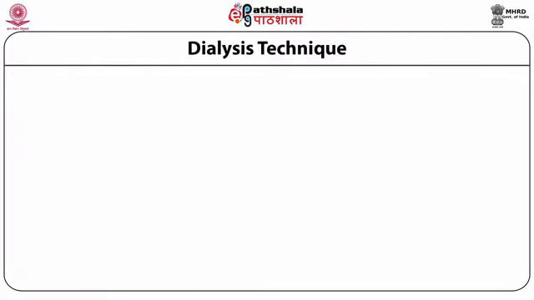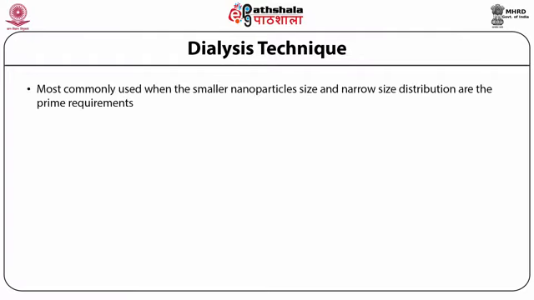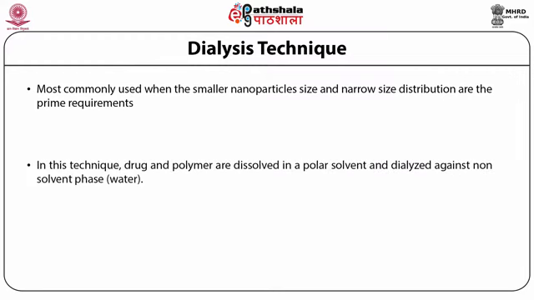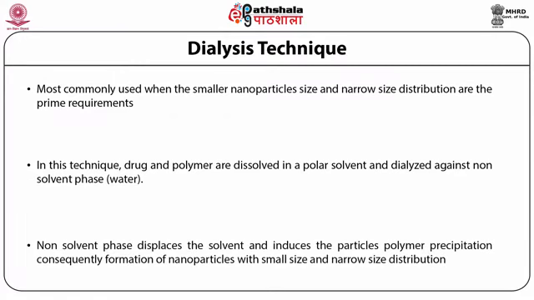Now the next technique is the dialysis method for the preparation of nanoparticles. This technique we generally use when smaller particle size with narrow distribution range is required. In this technique, drug and polymer are dissolved in a polar solvent and poured into a dialysis bag of appropriate cutoff pore size, followed by dialysis against non-solvent phase, that is water. Non-solvent phase displaces the solvent and induces polymer precipitation, consequently formation of nanoparticles with small size and narrow size distribution.